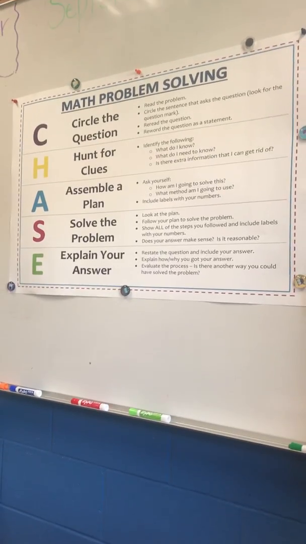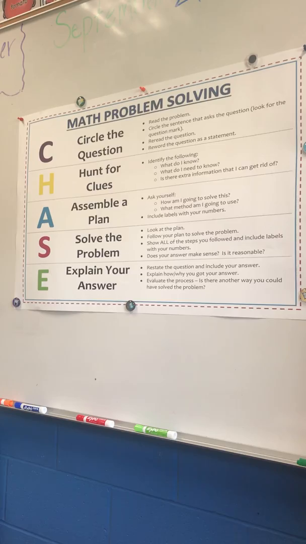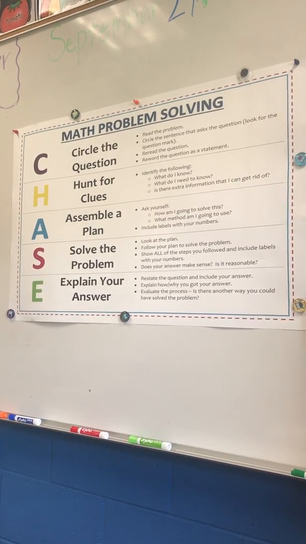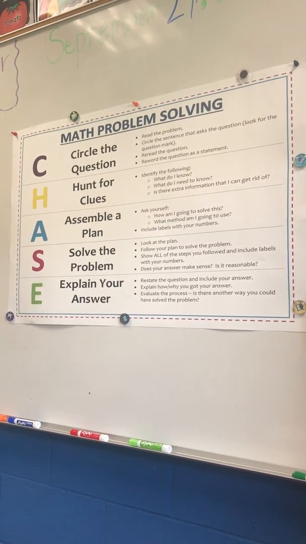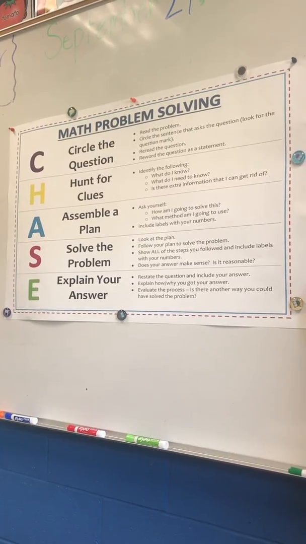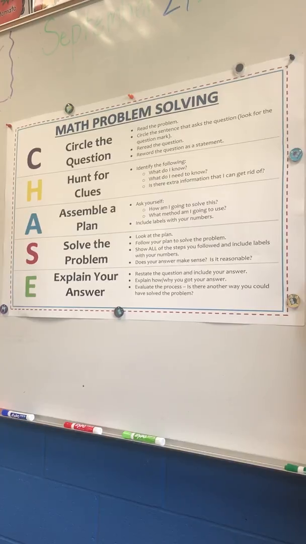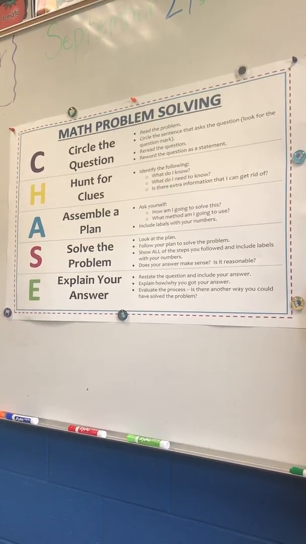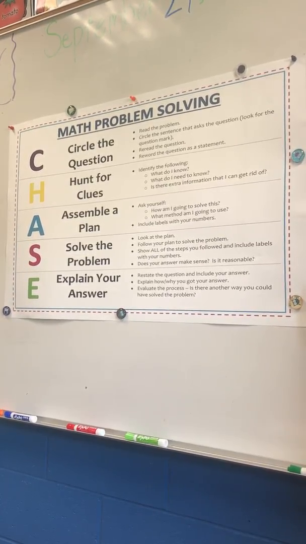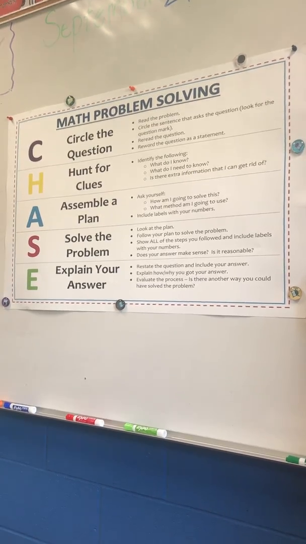This week we are going to be working on coming up with a problem-solving strategy. This is an anchor chart that I have posted in the room. These are the steps that we are going to follow when we are solving addition and subtraction word problems. So the first thing I always want students to do is to circle the question. We're going to read the problem, we're going to circle the sentence that asks the question.